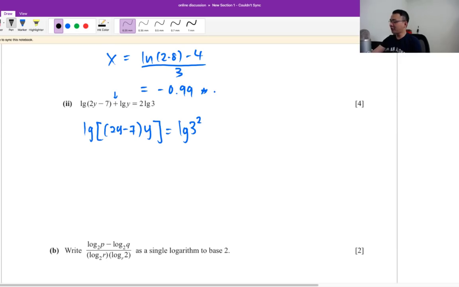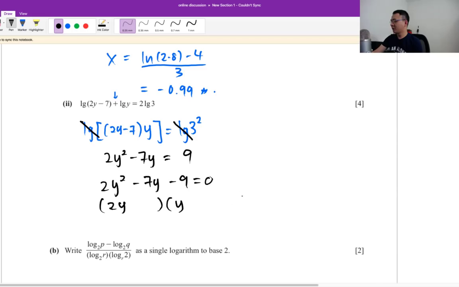Alright, then both sides also have log, then I can simplify the log. Then I multiply the y. 2y squared minus 7y equals to 9. So 2y squared minus 7y minus 9 equals to 0. And you should know this is quadratic. In order to get 7, I will use 9 and 1 and then minus and plus. So y equals to 9 over 2 or y equals to negative 1.